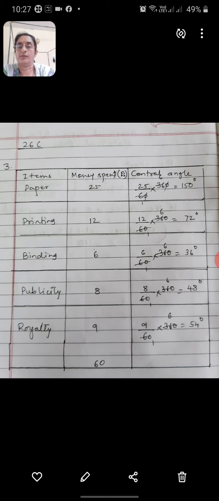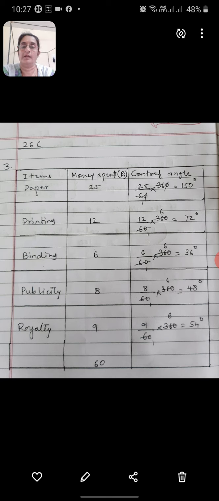Next, do the calculation for printing. Printing is 12 rupees, divided by total value 60 into 360, you will get 72 degrees. For binding, we will get 36 degrees. For publicity it is 48 degrees, and for royalty it is 54 degrees. If you add all these central angles, it should be 360 degrees. Fine. So add 150, 72, 36, 48 and 54 degrees, it is 360 degrees.